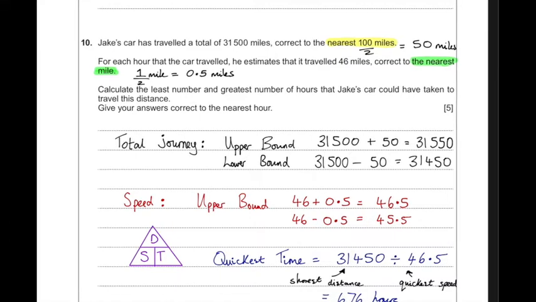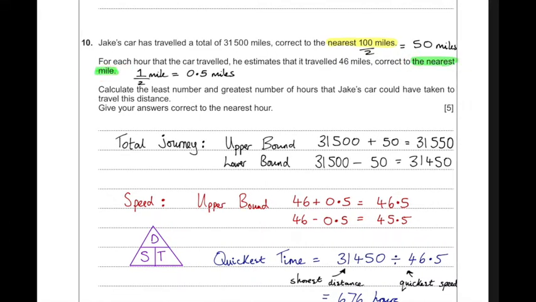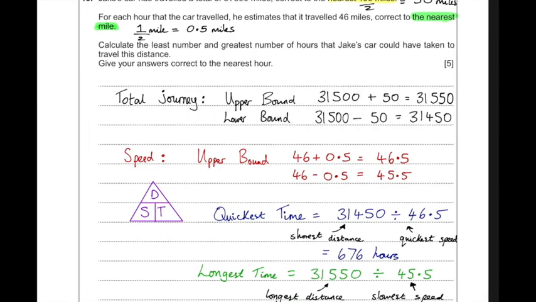Now this one here, just be careful, top tip for you here. The nearest mile means the nearest 1 mile. 1 mile divided by 2 is 0.5 miles. So again, you will see here adding on and taking off 0.5.